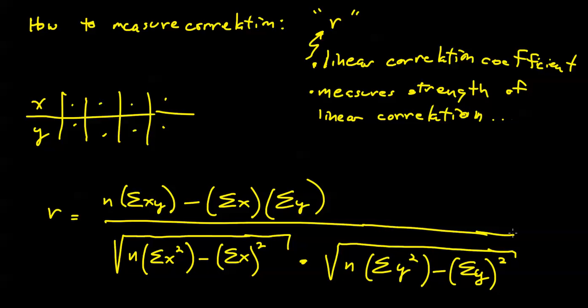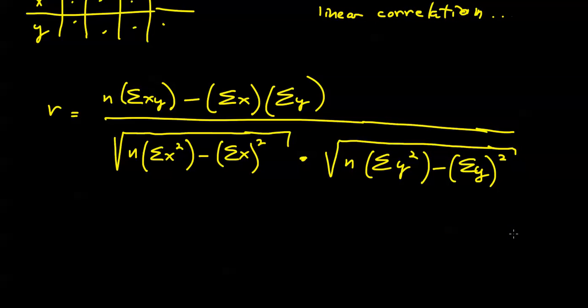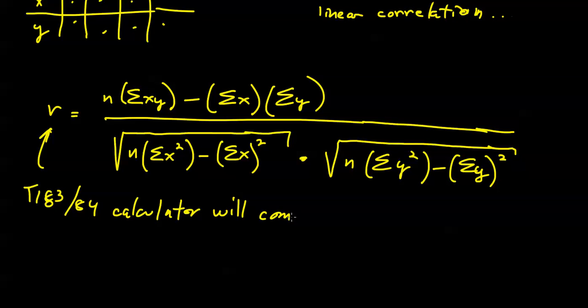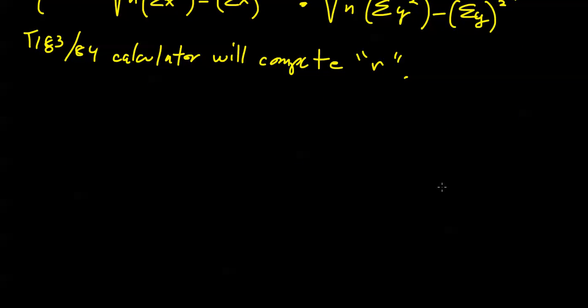Alright, we are neither going to prove nor use this formula, at least directly, because the calculator computes this for us. The TI-83/84 calculator will compute your linear correlation coefficient R. Alright. What about R?